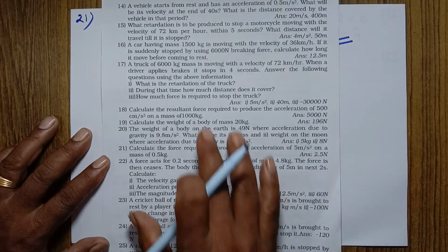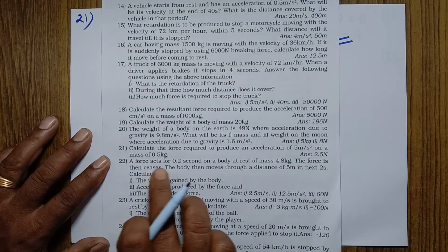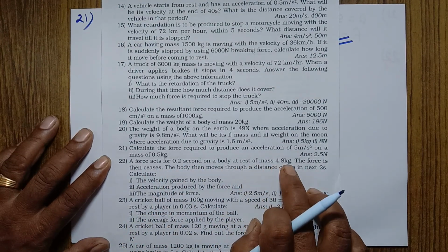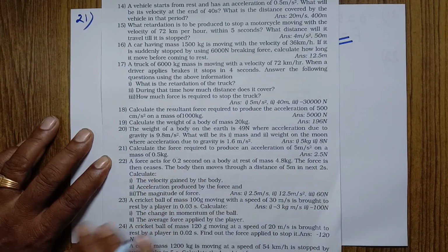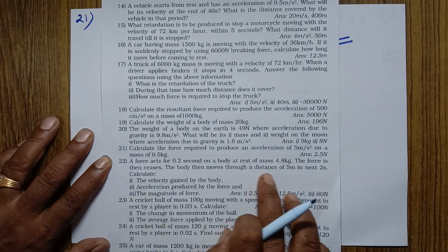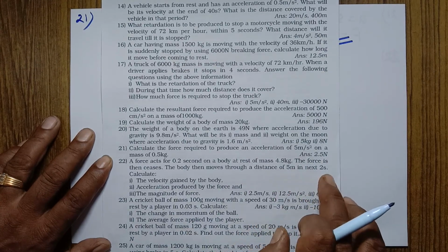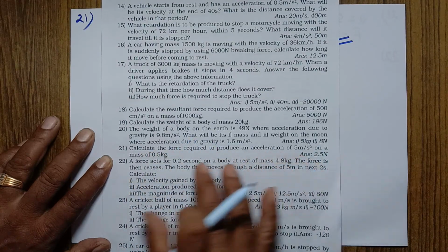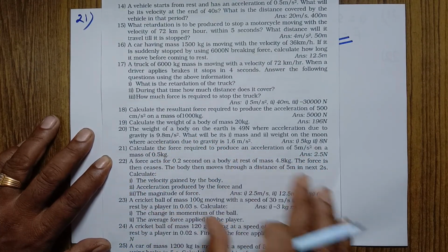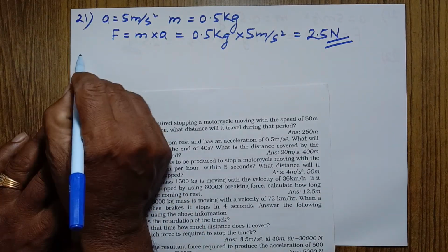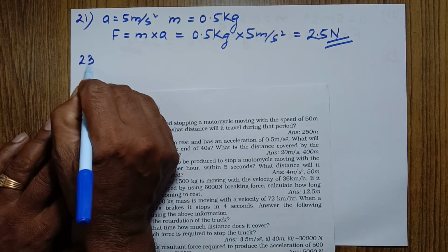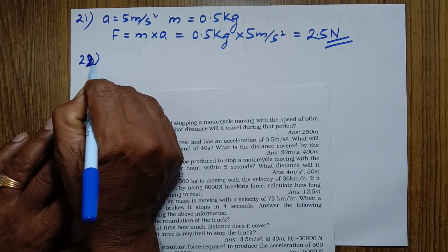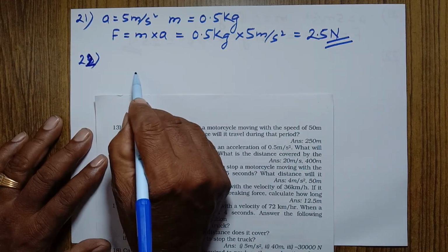This is a little different from other numericals. A force acts for 0.2 second on a body at rest of mass 4.8 kg. The force then ceases. The body then moves through a distance of 5 meter in the next 2 seconds. Calculate this. This seems to be a little different, that's why I want to show it with a diagram. You don't have to show it with a diagram in the examination, but only for your convenience, to make it very clear, I want to solve this with the help of a diagram.